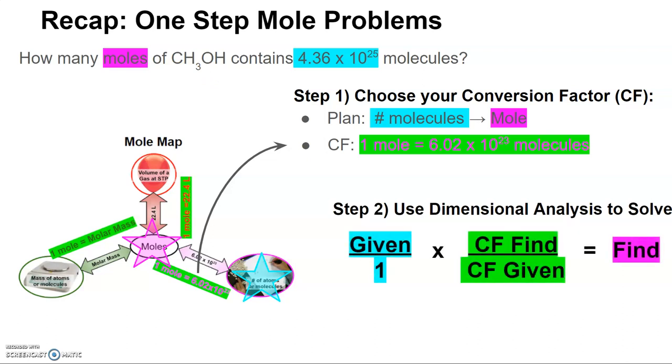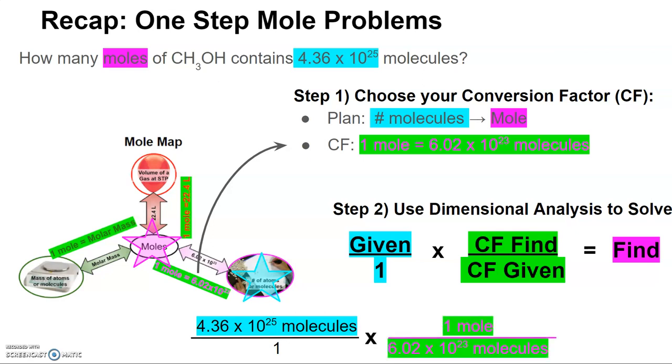I start by writing my given over 1. So the 4.36 times 10 to the 25 over 1. Just remember, I'm putting it over 1 just to make it into a fraction. And then the second fraction is going to come from my conversion factor. Since I want to get rid of the unit of molecules, I put the 6.02 times 10 to the 23 on the bottom, so the molecules can cancel out, because they have to be in opposite positions to cancel out. And then 1 mole goes on top. And then I get my value there of 72.4 moles.